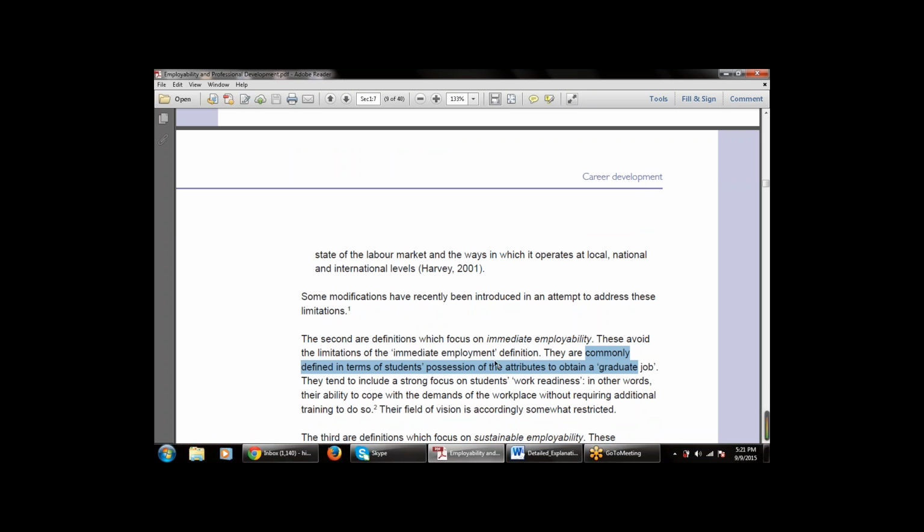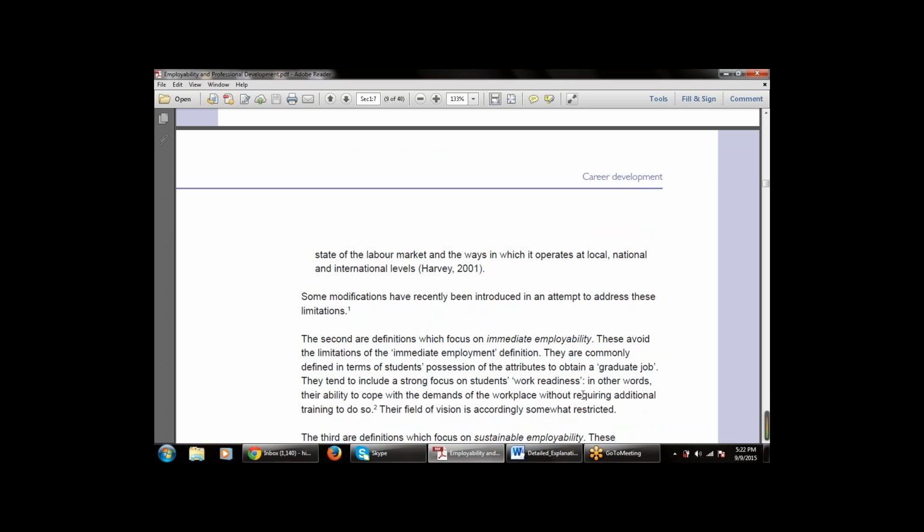They are commonly defined in terms of the student's possession of the attributes to obtain a graduate job. They tend to include a strong focus on the students' work readiness, in other words, their ability to cope with the demands of the workplace without requiring additional training. Their field of vision is accordingly somewhat restricted.